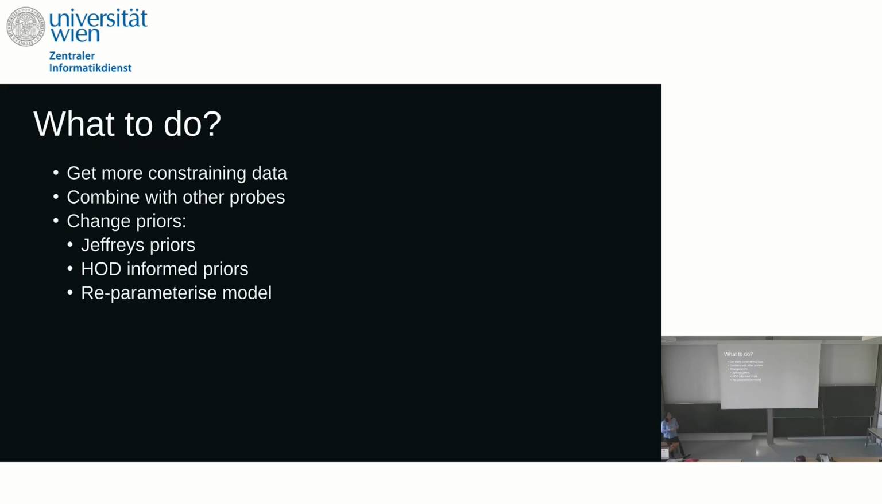So again, this is because the shifts arise from volume in the prior space from parameters that are not well constrained. So one way is to use Jeffreys priors, uninformative Jeffreys priors. Another way that has been explored is to use HOD-infer priors, or, and this is what we propose, you could re-parameterize your model and see if there are some combinations of parameters that you can better constrain.